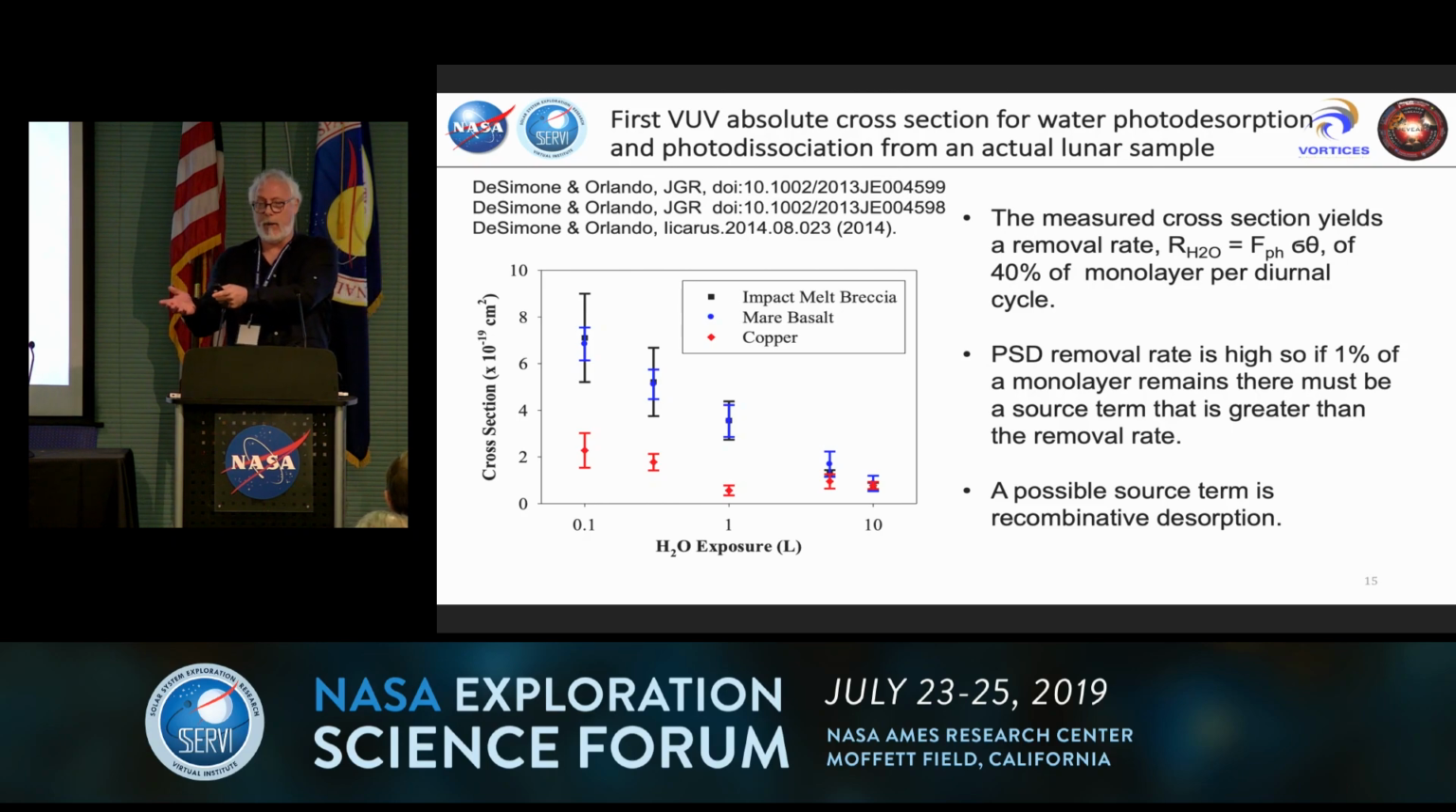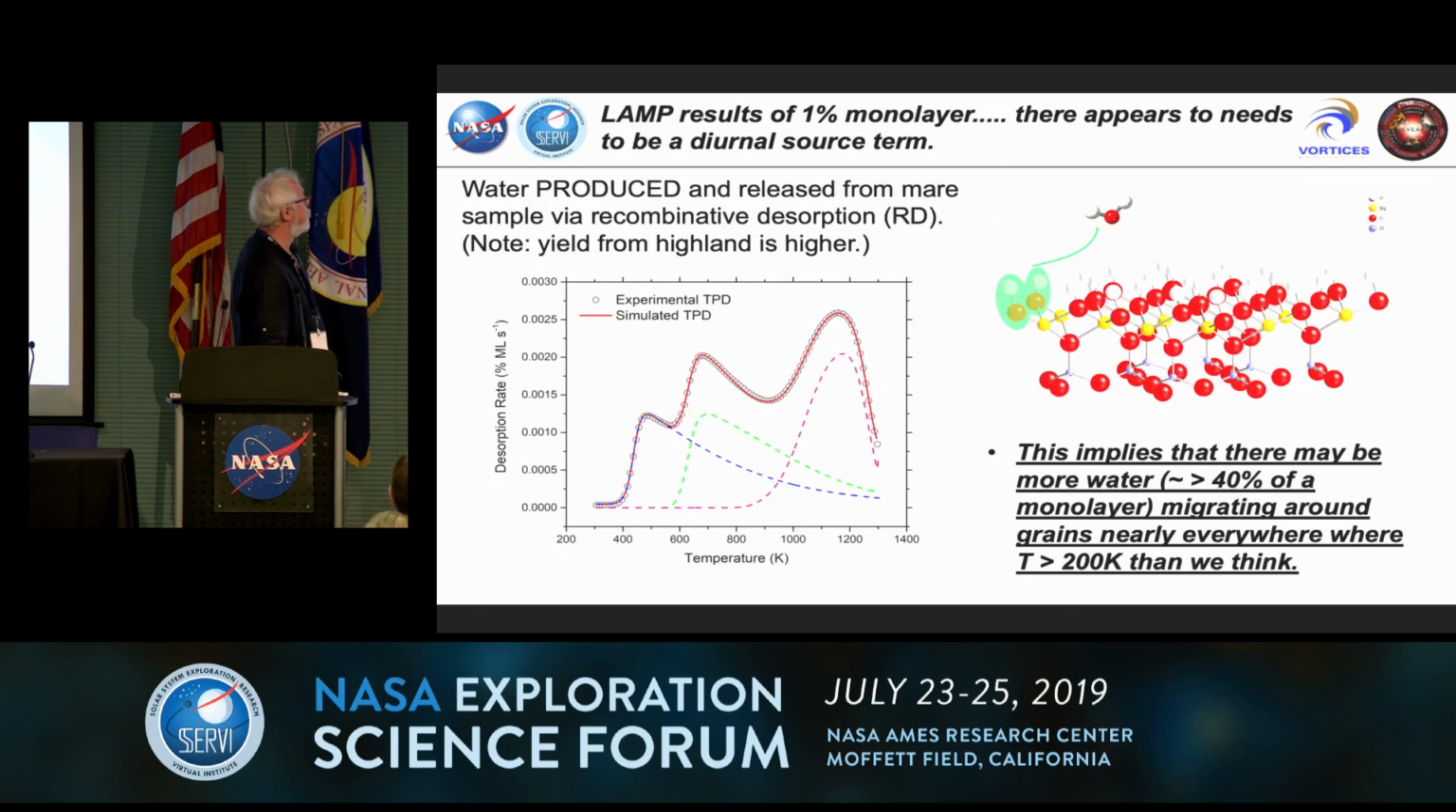So with Amanda's numbers and our numbers, it implies that because the PSD removal rate is so high, and she can see this in the measurement in LAMP, there has to be another source term which is greater than the removal rate. There has to be. And so what is that? We will just put up a speculative one, which I think is possible, and that's the recombinative desorption step, which is these terminal sites can find each other and recombine and form water. And this is produced by this process called recombinative desorption.